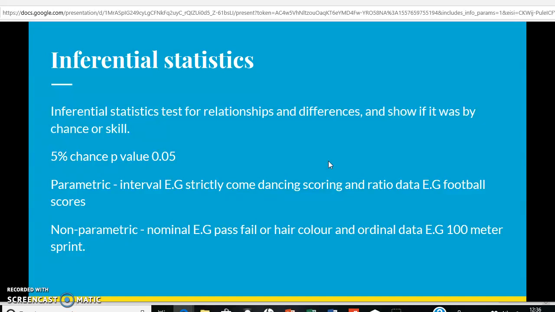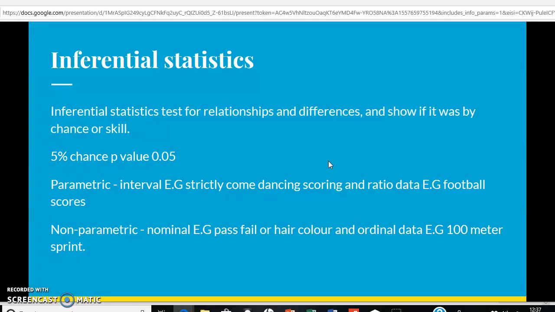Parametric tests are used when interval or ratio data is produced. Interval data is when the data is scored out of a number. An example of this would be on Strictly Come Dancing, because after they have danced, they get scored out of 10. Ratio data is where there are two scores shown, for example, a football score, because it shows both team scores at the same time.